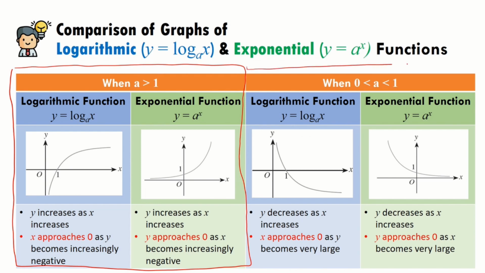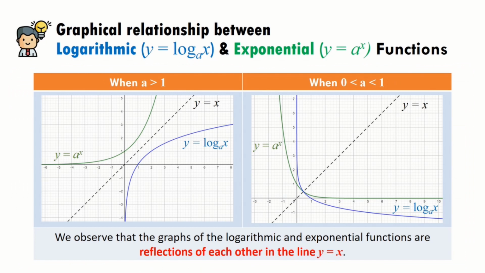Likewise, if I look at the other case where a is between 0 and 1, how does the graph actually relate to each other? So how is this relationship between log and exponential function going to be like? So moving on to the next slide, we have over here the graphical relationship. Okay, so I was talking about when a is more than 1. When a is more than 1, my logarithmic function will be of this pattern, the blue one here. And then after that, for the exponential function, it is this one over here.